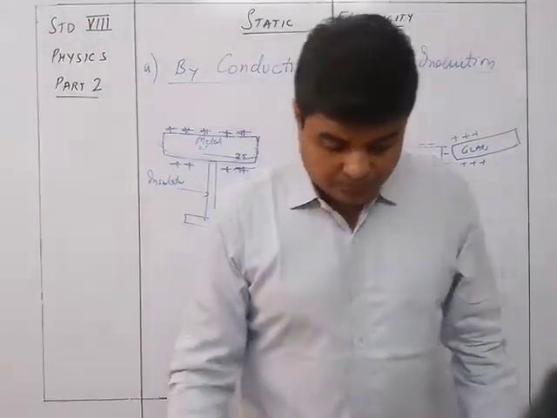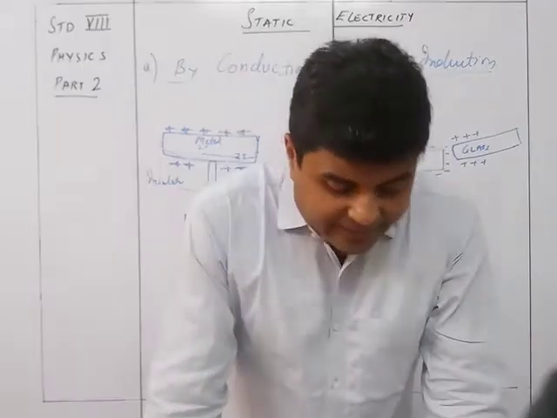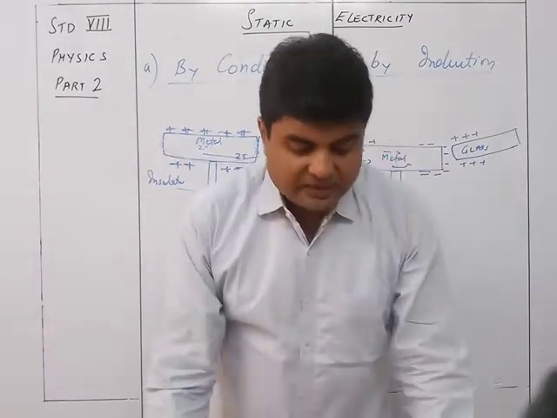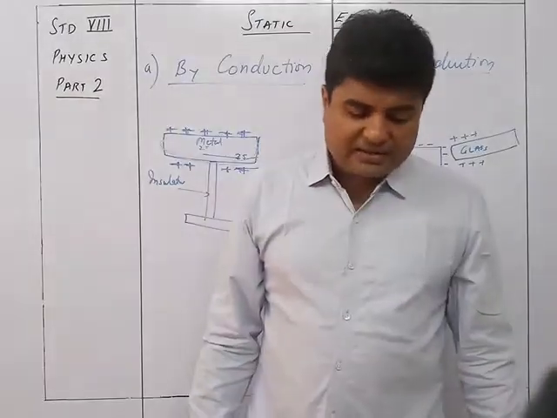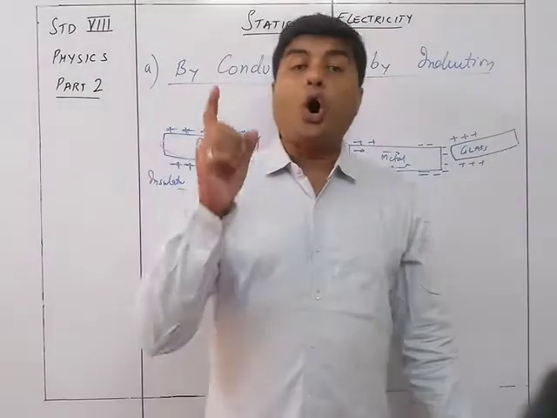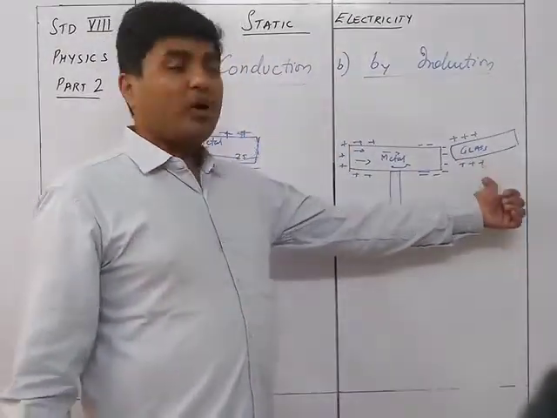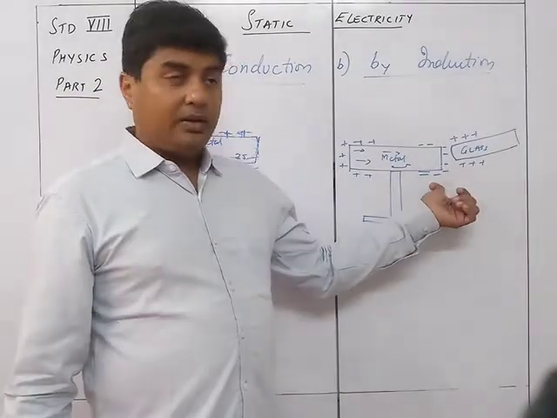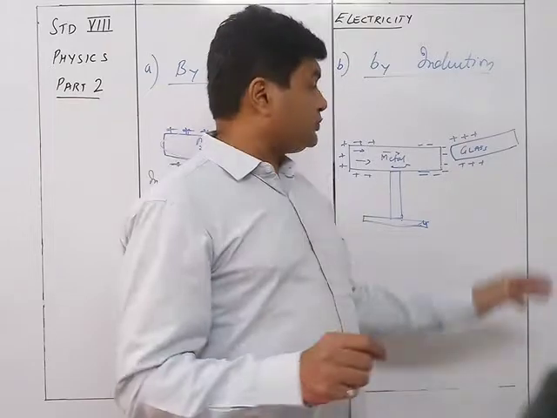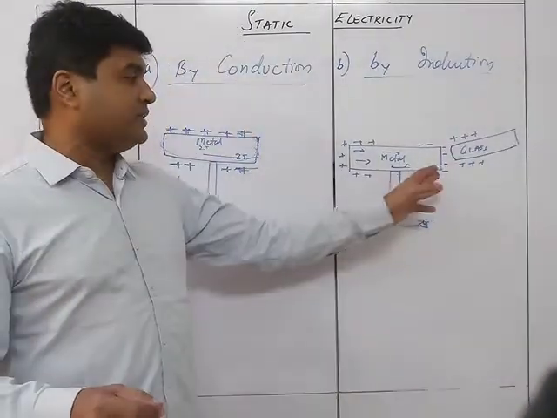Got it? So, this is charging by induction. In this method, the conductor to be charged is not touched with the charged body, but it is kept near the charged body. The end of the conductor near to the charged body acquires a charge opposite to the charge of the charged body. यानी यहाँ पे positive है तो इधर negative बनेगा, यहाँ पे negative है तो इधर positive बनेगा. Till the time this particular thing is placed over here, there will be the negative or positive sign formed over here.